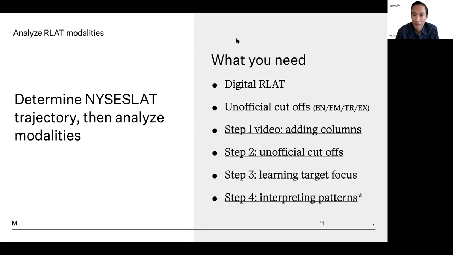Those of you who are not part of the New York City teaching department, there are other ways you can assess your students using other forms of analyses that look at the speaking ability, reading, writing, and listening. Once you have the digital RLAT, you need the unofficial cutoff list for the entering, emerging, transitioning, and expanding groups, which I'm going to show you.